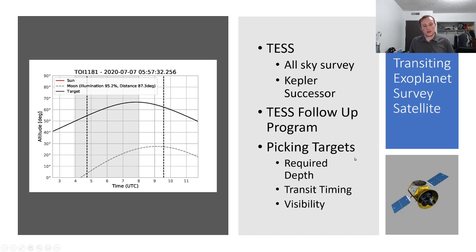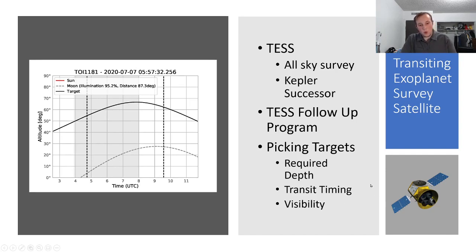Once we pick our targets, we then have to figure out when we can observe them and their observability. And this observability depends on two different parameters, the transit timing and the visibility. The visibility is just whether or not we can see it at night, how high in the night sky it is. And that's what this black line here over on this curve is. This black curve over here on this plot is the height of the target over the course of the night.